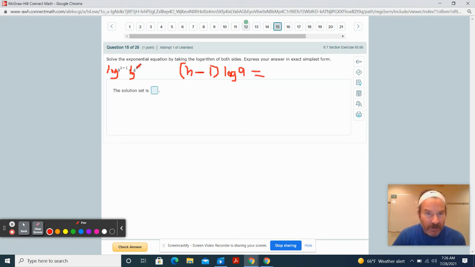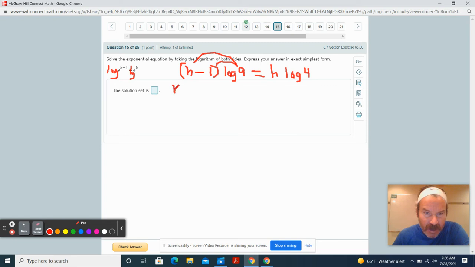Equals, and I'm going to put this h out in front, and this is times log 4. Okay. So anytime we have parentheses, we have to distribute. Just think of log 9. Log 9 is just a number. You could actually plug that in your calculator and find out what the log 9 is. It's some decimal. But we have to distribute this log 9 to both the h and the negative 1.